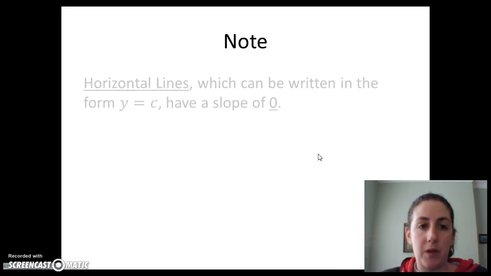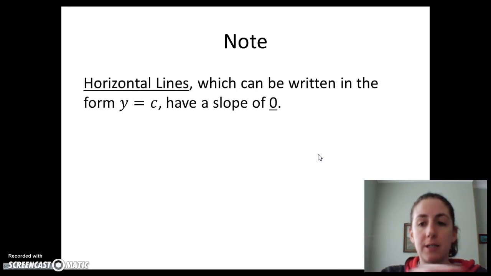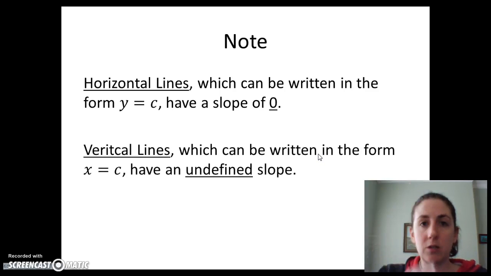So let's note a couple things. Horizontal lines, these are the ones that go straight across the horizon like that, can be written y equals a number, and they have a slope of 0. Vertical lines, these are the lines that go straight up and down, can be written in the form x equals a number, and they have undefined slopes.